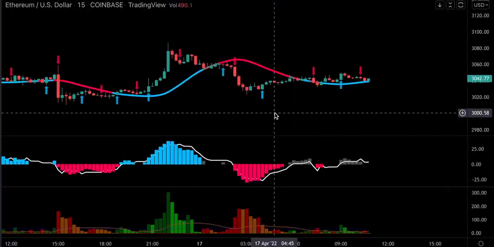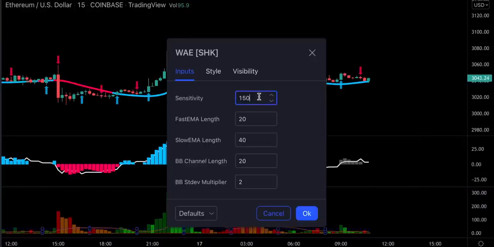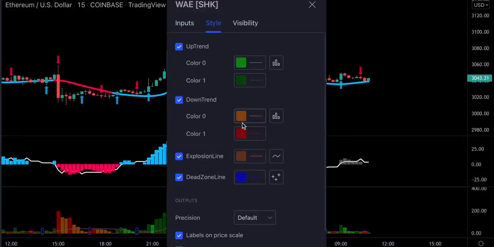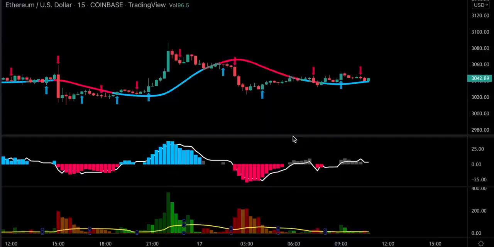And lastly, let's change the settings on our volume indicator. So we're going to change the sensitivity from 150 to 180. Also, we're going to get rid of this dead zone. And we're going to change the color for this explosion line. Okay, the system is ready. Now let's get into our trading rules.